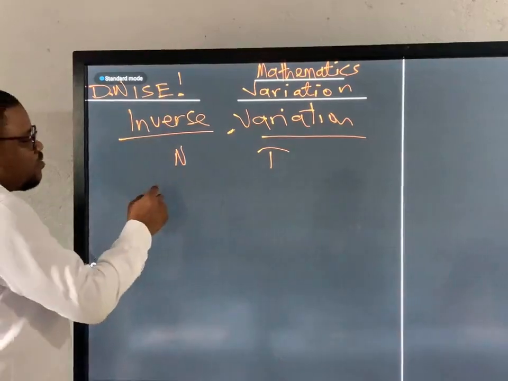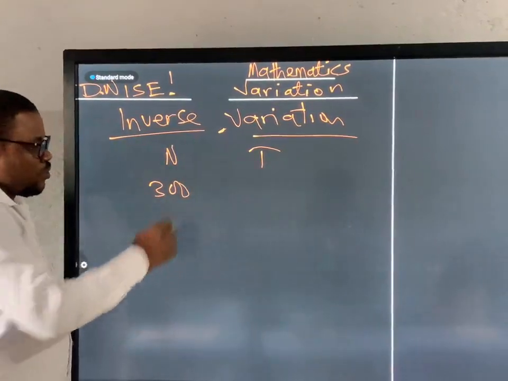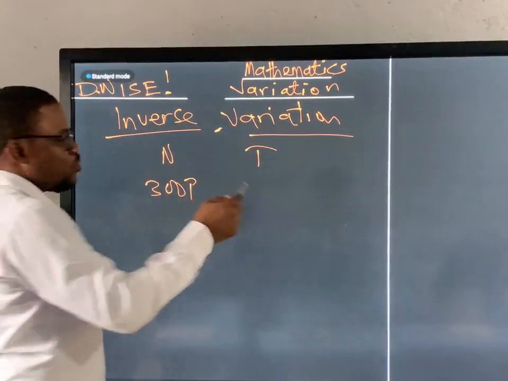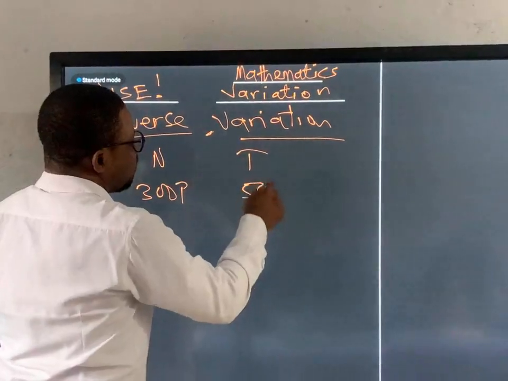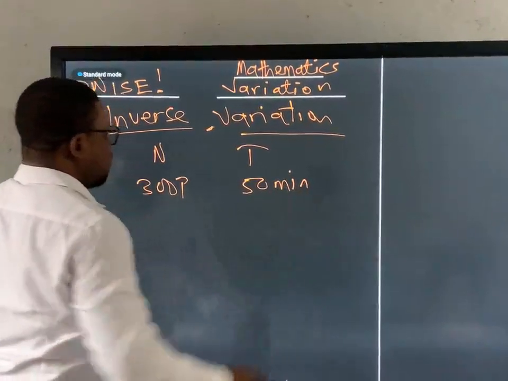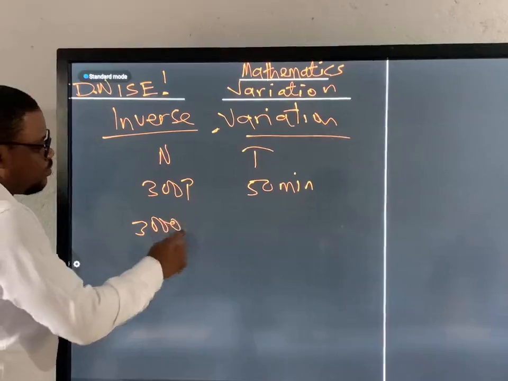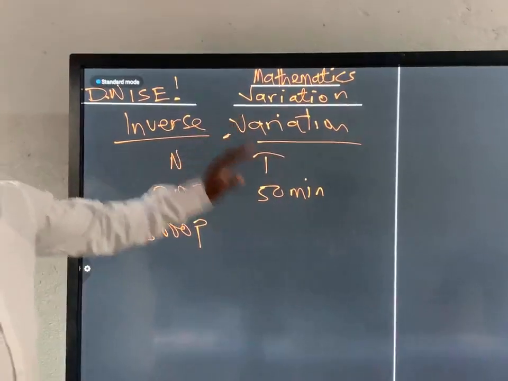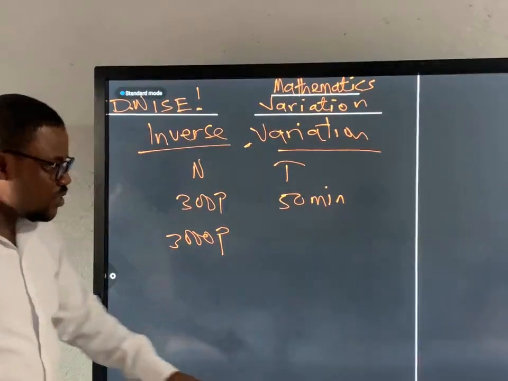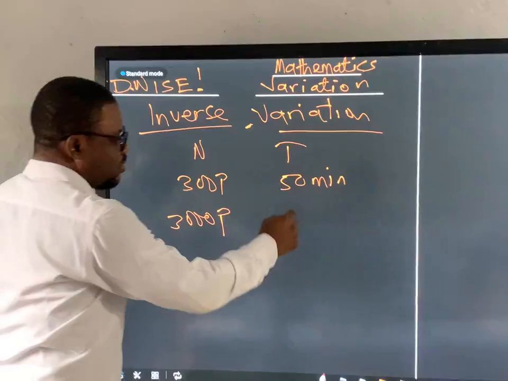If I have 300 people doing a particular work for 50 minutes, and I increase the people to 3,000, will the time increase or decrease? It will decrease. You understand? The time will decrease.